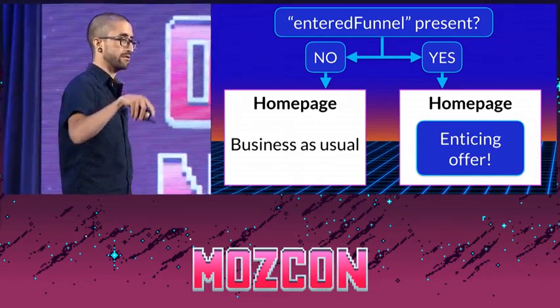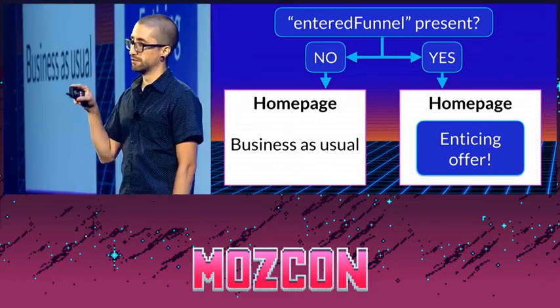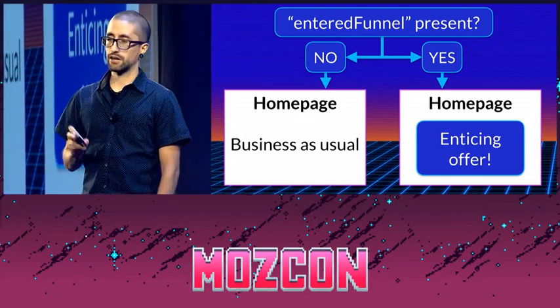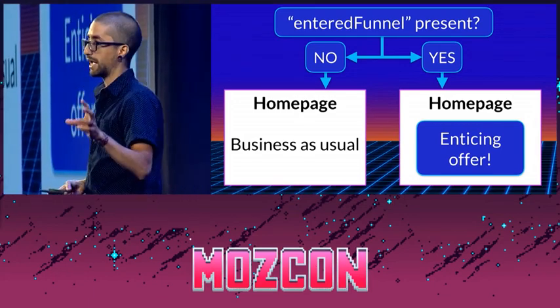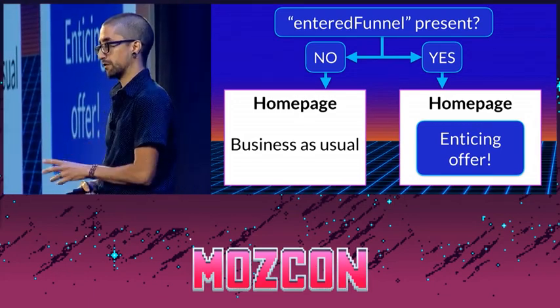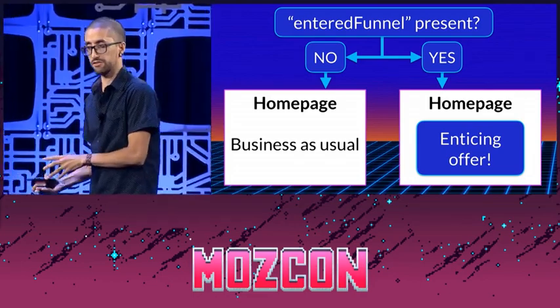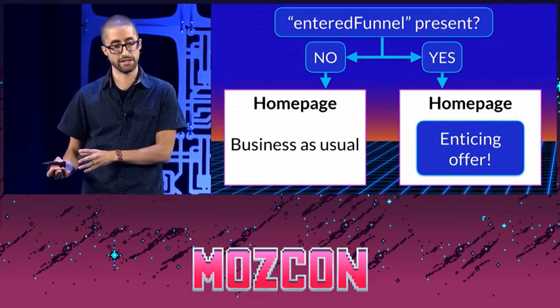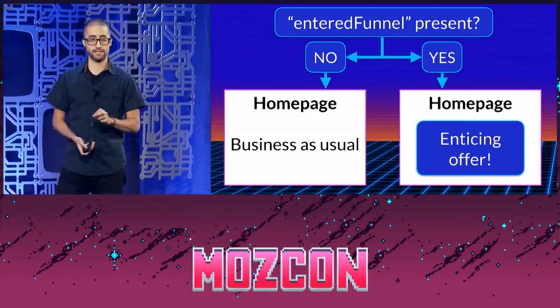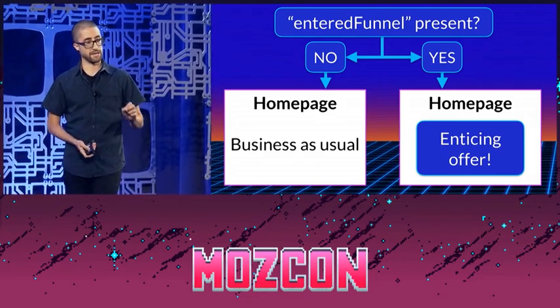So we can use that to fire additional HTML tags on our homepage to say, if someone has that entered funnel cookie, it means they didn't convert, but they're probably going to be more predisposed to actually finishing what they started. So we can show different content to them using Google Tag Manager based on that cookie.